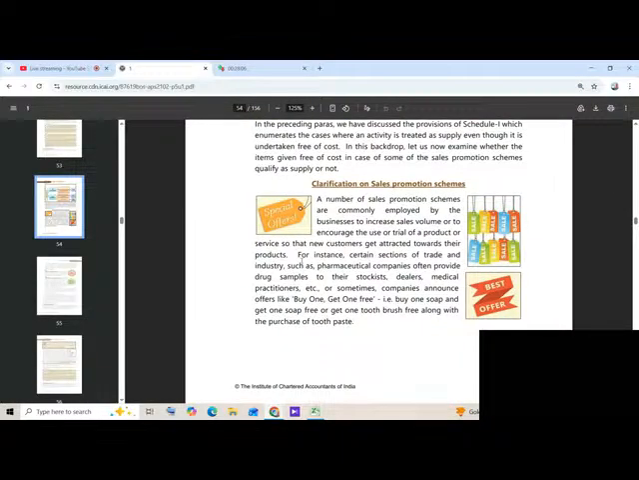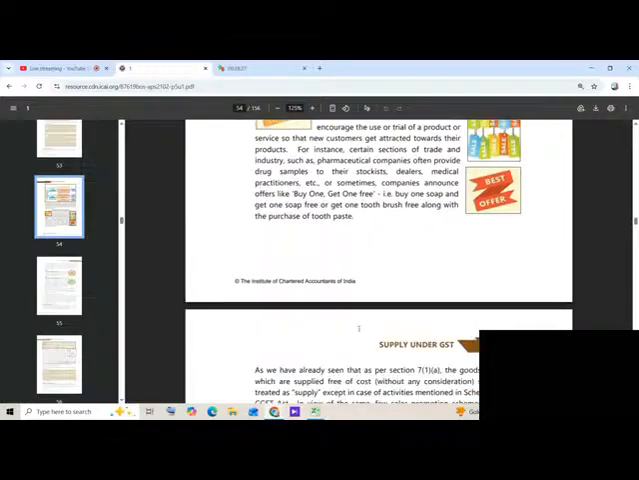A number of sales promotion schemes are commonly employed by businesses to increase sales volume or to encourage the use or trial of a product or service so that new customers get attracted towards their products. For instance, certain sections of trade and industry, such as pharmaceutical companies, often provide drug samples to the stockists, dealers, medical practitioners, etc. Or sometimes companies announce offers like buy one soap and get one soap free, or get one toothbrush free along with the purchase of toothpaste.